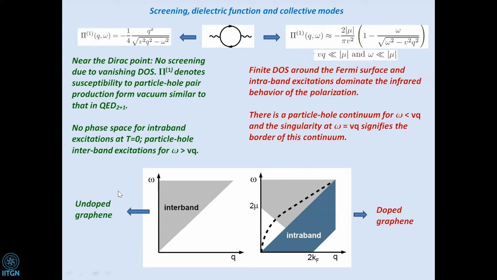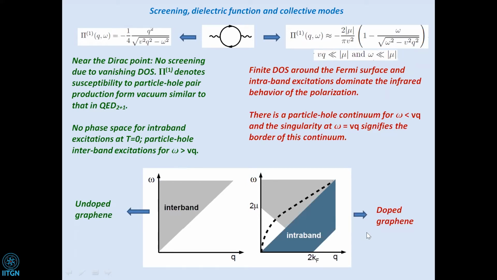Okay, and in this case, you also do not have intraband transition, because you cannot really have transition between these two modes at the same Dirac point. But you can have transition between K and K prime points, and those are the interband transitions which occur when omega is greater than V times Q. Okay.